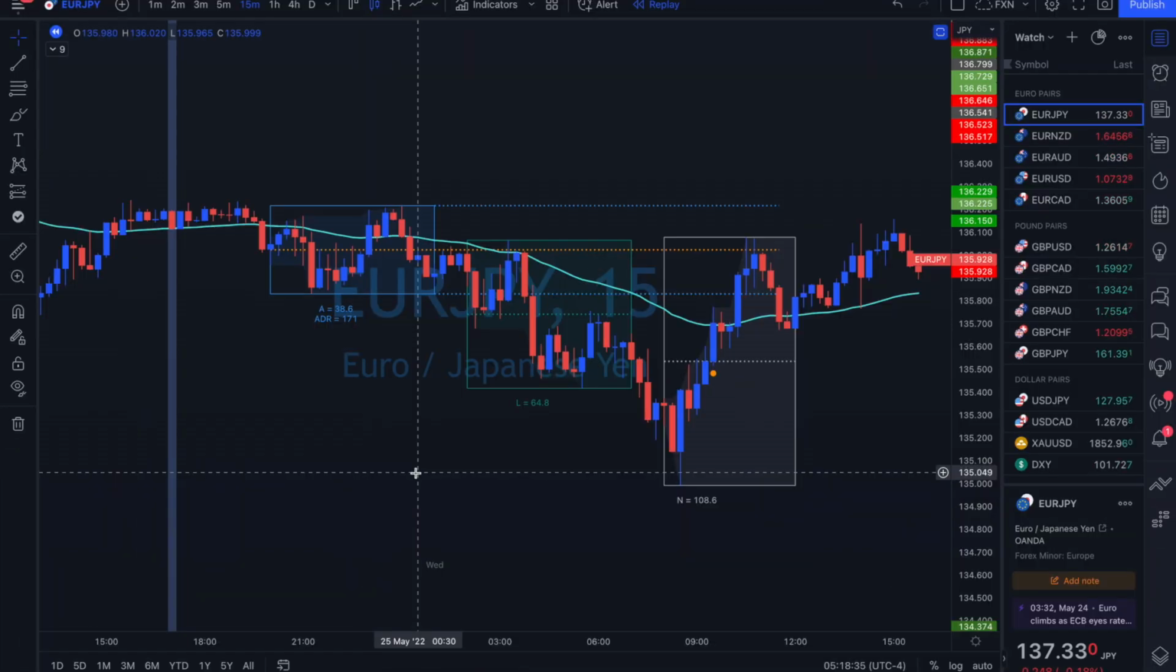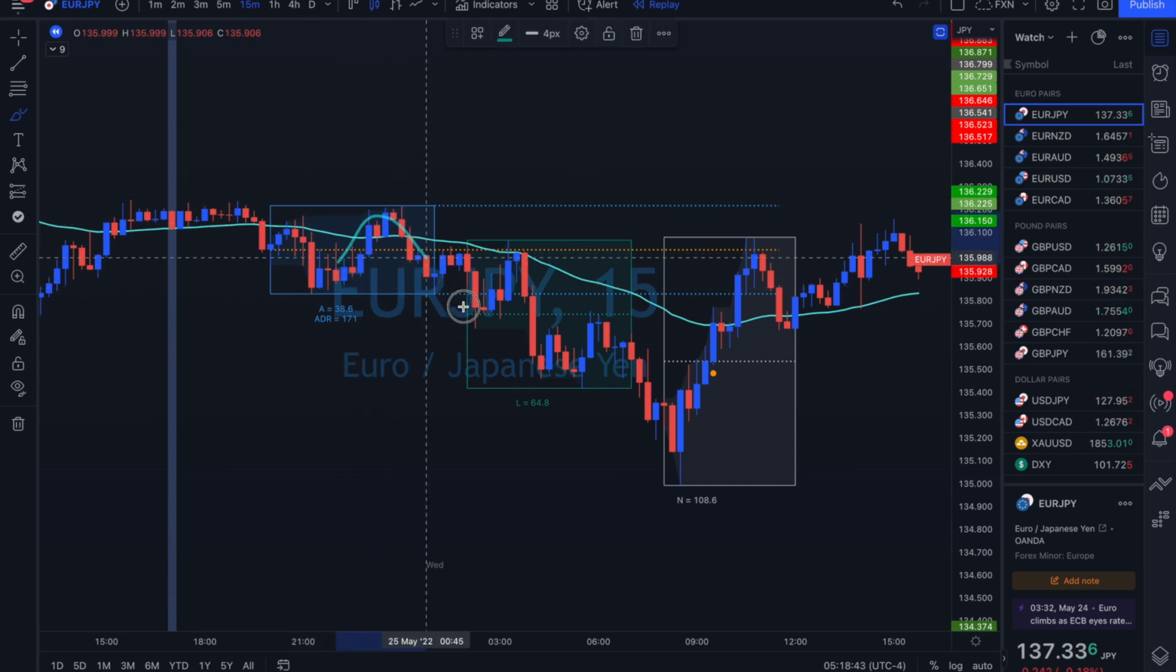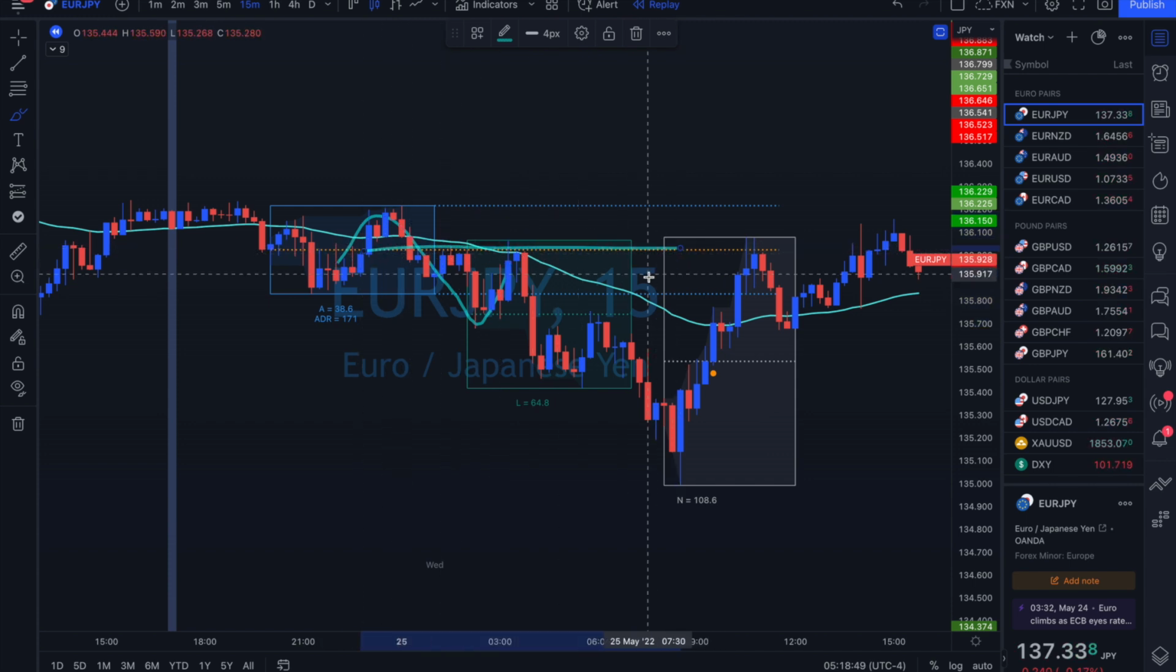Here's another example of where you can use the 50 EMA as a form of confirmation. We have, coming out of the Asian range, you can see price action comes down and then goes right back up to the middle of the range, gets rejected at the middle of the range, and of course the 50 is right there acting as a form of resistance.